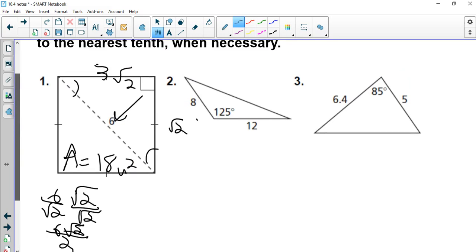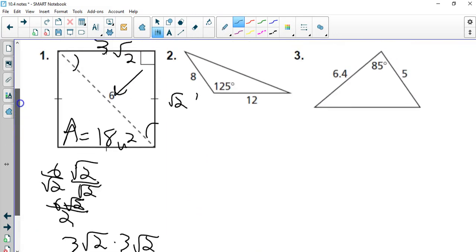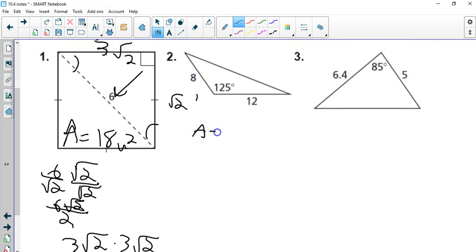Alright? Now, this one, number 2, we just learned this. This is the area: 1/2 times 8 times 12 times the sine of the angle that they form. And you literally just type that in your calculator. So half of 8 is 4. 4 times 12 is 48 times the sine of 125.